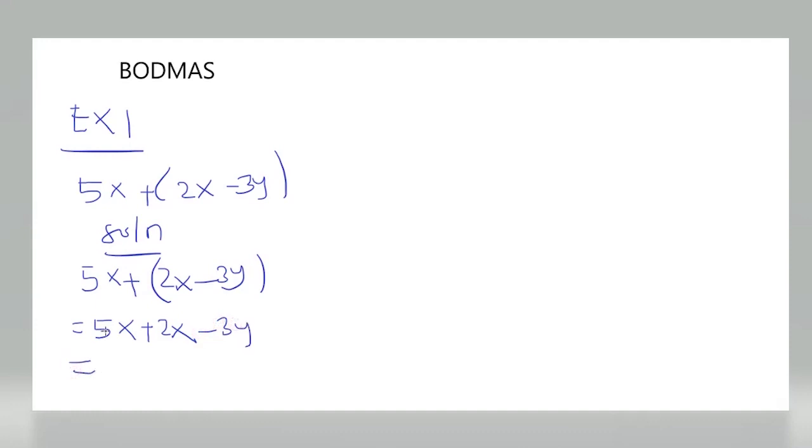Therefore the answer will be equal to 5x plus 2x. Of course we start by adding, therefore 5x plus 2x is 7x, then minus 3y. This is the answer. Now assume you have another example here.